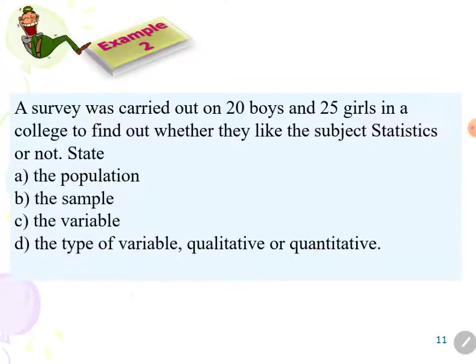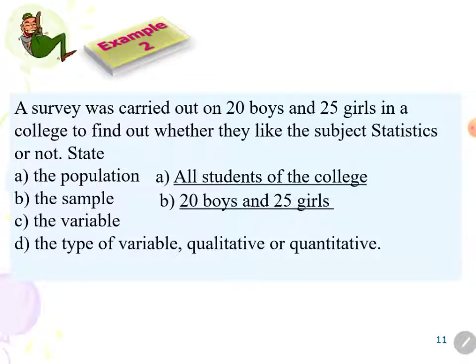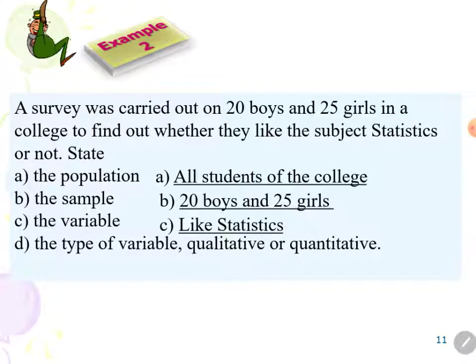A survey was carried out on 20 boys and 25 girls in a college to find out whether they like the subject statistics or not. State the population. So the population is the students in the college. The sample, we only take 20 boys and 25 girls in the college, so it will be the sample. The variable is whether they like the subject or not. So that will be the one we are trying to find out. And type of variable, whether it's qualitative or quantitative. Like or not is subjective. We cannot count it. So it will be a qualitative variable.